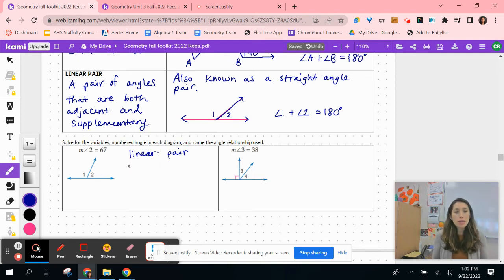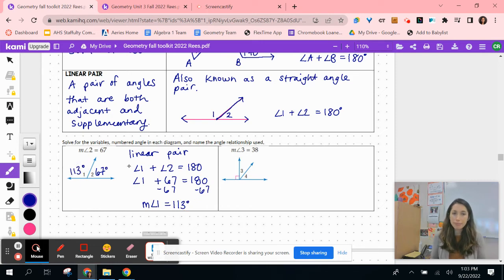And we know that in this diagram, angle 1 plus angle 2 equals 180. Well, angle 2, I'm going to put 67 here. So that means angle 1 plus 67 equals 180. That means I need to subtract 67 on both sides. So 180 minus 67, that is going to give us for angle 1, I'll say measure angle 1 is equal to 113 degrees. And I'm going to add that to my diagram, 113. Okay. On to our next diagram.